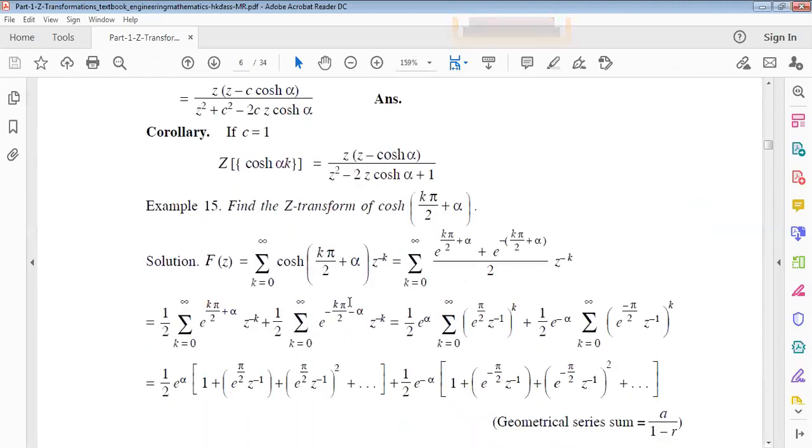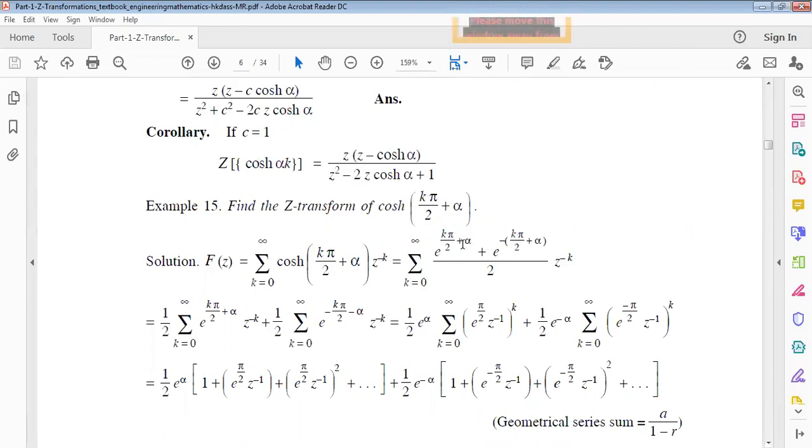Similar process, example 15 also: find the z transform of cos hyperbolic of the whole angle k pi divided by 2 plus alpha. This is a hyperbolic function. This function is defined on a hyperbola. This is why it is called a hyperbolic function. Now the z transformation of this function can be written by the definition, sequence times z to the minus k. Just the cos hyperbolic formula, what? e to the power angle plus e to the power minus angle, remember it, divided by 2.